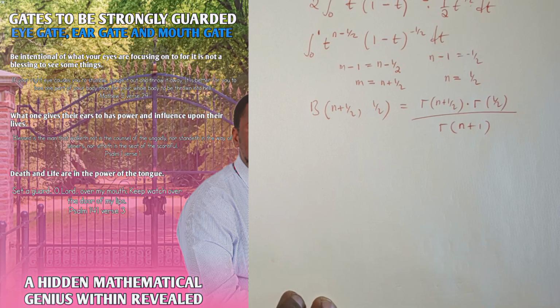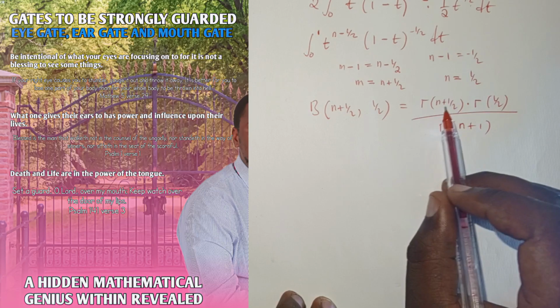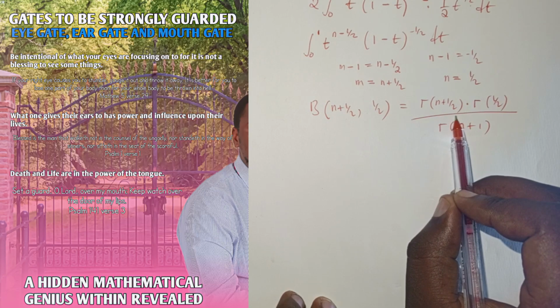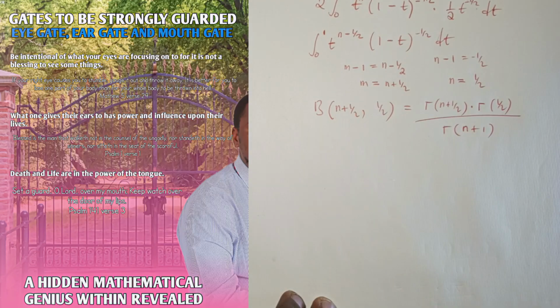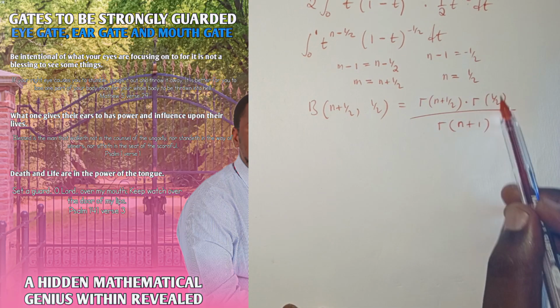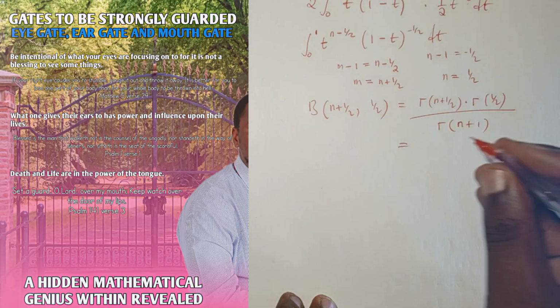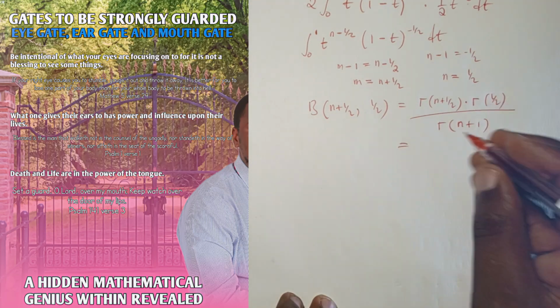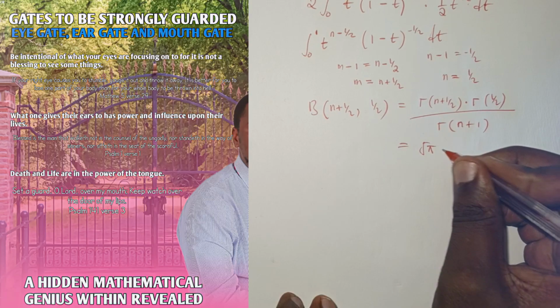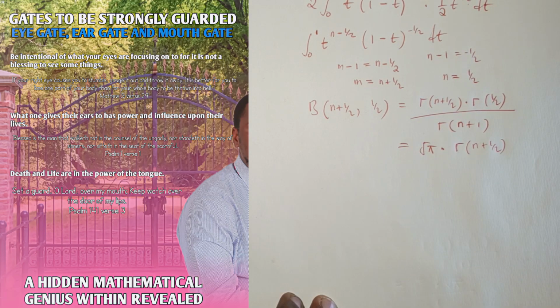So now let us simplify. We have gamma of (1 plus n plus 1) over 2. This one is related to the duplication formula. But where we have gamma of half, we know that gamma of half is square root of pi. So we get square root of pi.